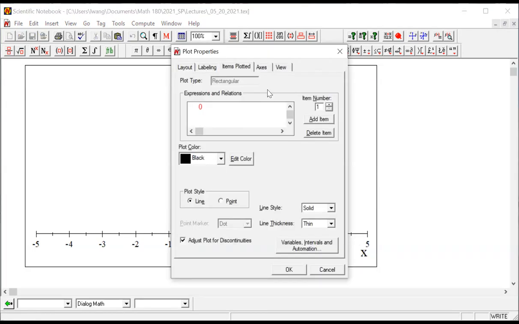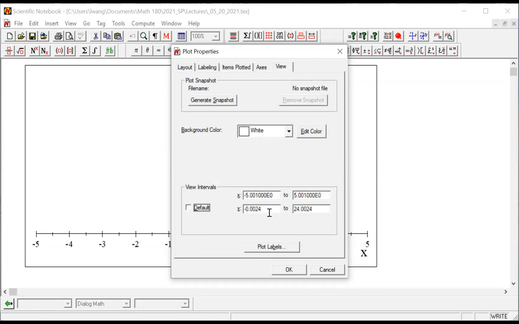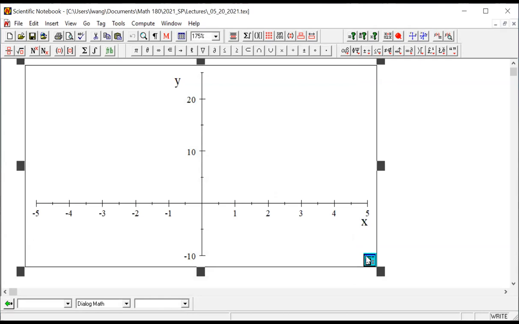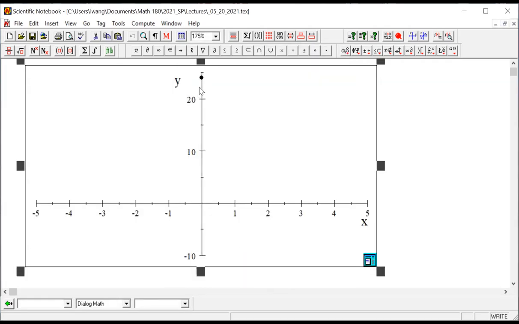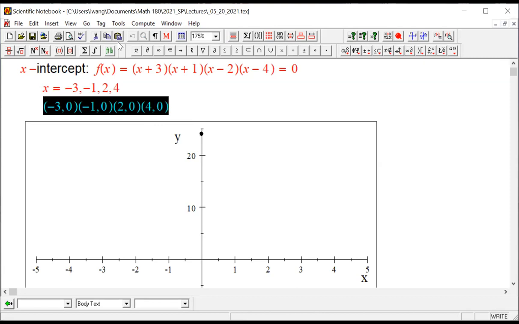It's higher up there, so we need to adjust the view a little bit. I can make it 25, just to make sure that point is included. Wait, how come that point doesn't show? Let me get that point. I didn't make that selection. So that's the point right there, and that's the y-intercept. The x-intercepts, you can put them in place.